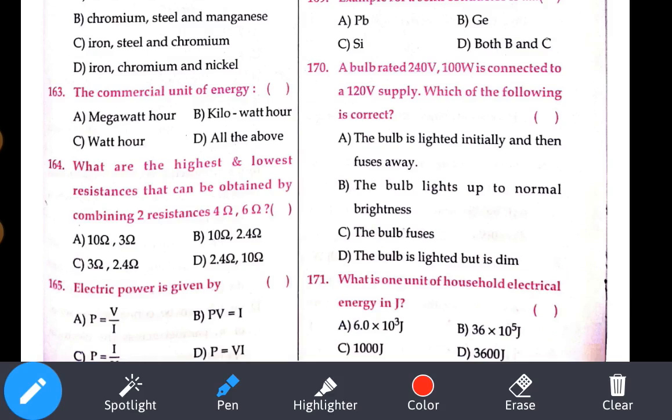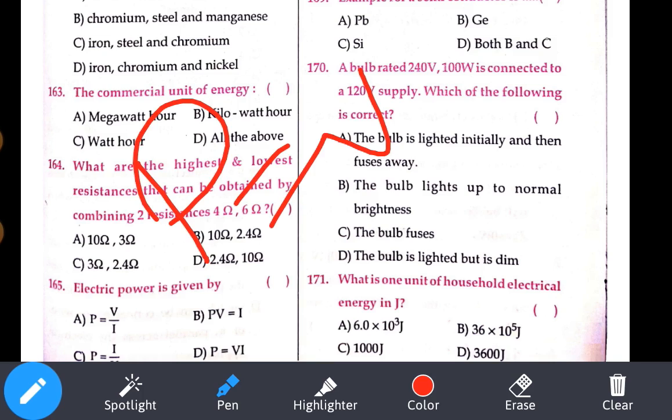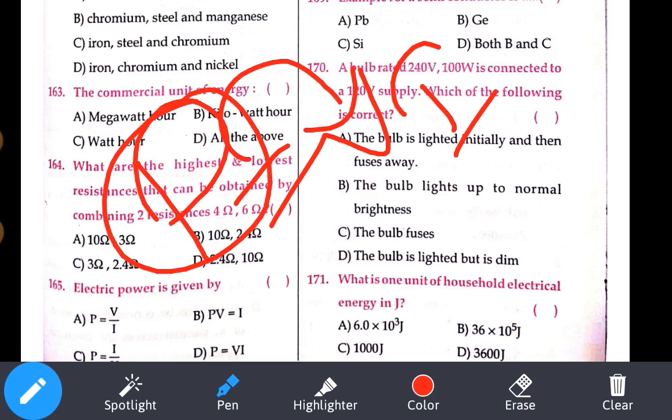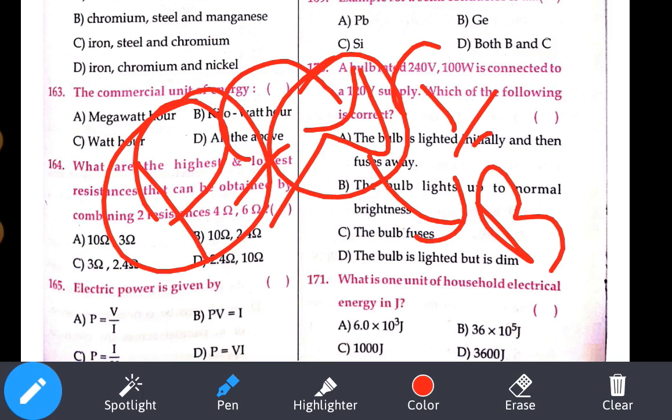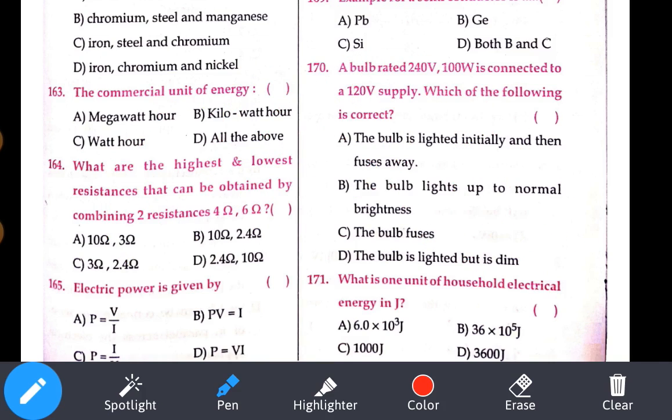Now the 170th bit. A bulb rated 240 volt 100 watts is connected to a 120 volt supply. Which of the following is correct? I think you have discussed this one. Usually the power depends on what? P equals VI, right? So power depends on the voltage. More the power, more the voltage. More the voltage means more the brightness. The bulb is rated 240 volt but connected to a 120 volt supply, so the bulb will glow but its brightness will be dim. So which is our answer? Option D: bulb is lighted but it is dim. Option D is our answer.